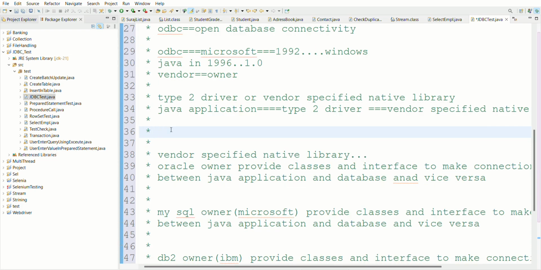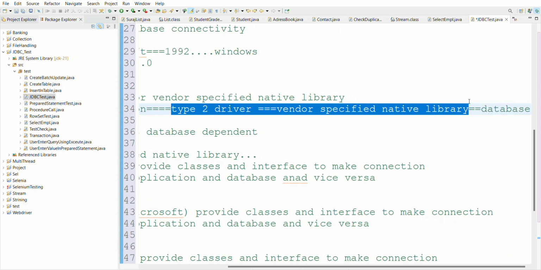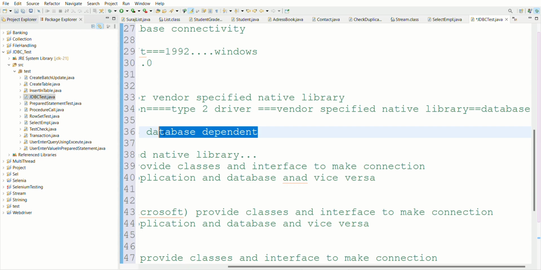That's how the type 2 driver is database dependent. How does it become database dependent? Because the type 2 driver is communicating with vendor specified native libraries, and the vendor can be anything: Microsoft, IBM, or Oracle. Every vendor has given a different implementation. So the type 2 driver is database dependent.